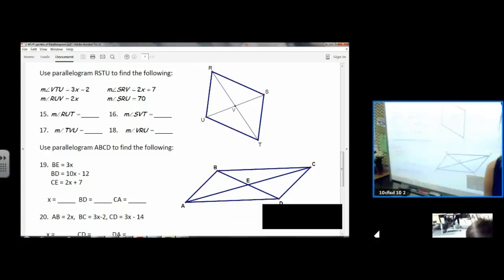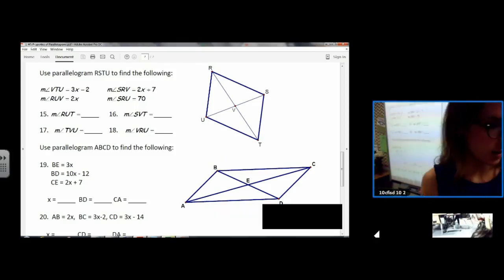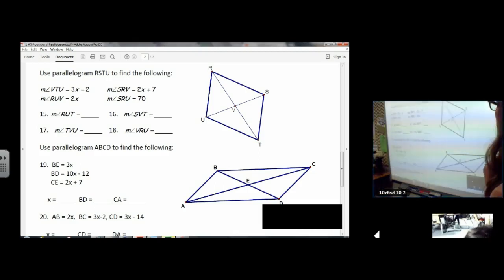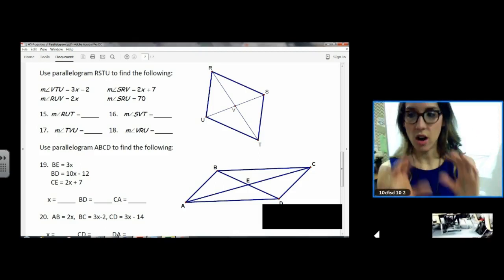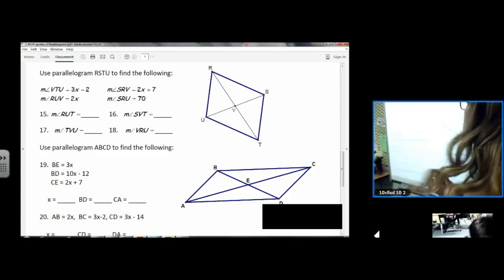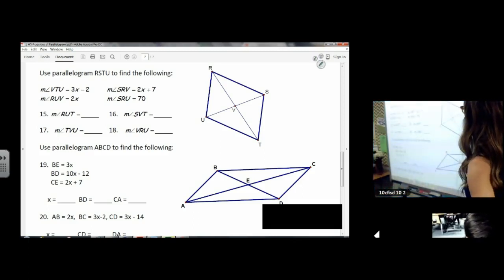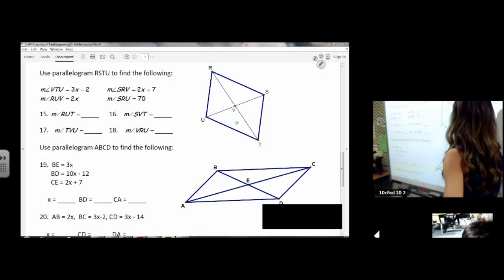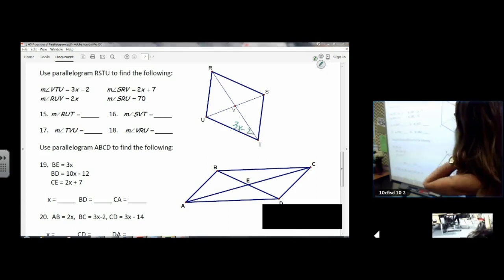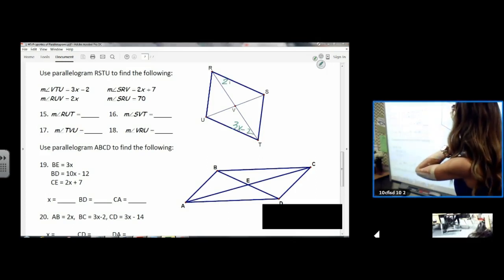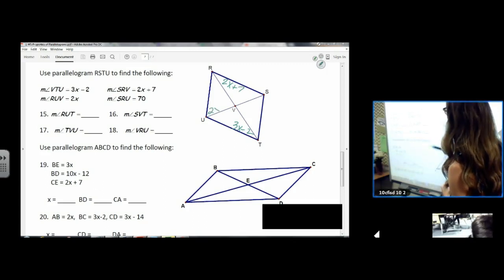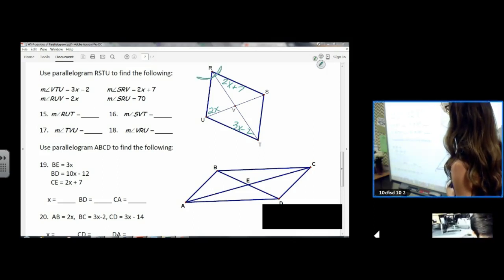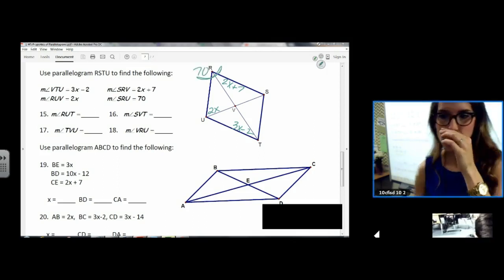All right, we are looking at 16 through 18 on last night's homework. Let's start by marking our picture. We always put all the information on the diagram so we can see what's going on. VTU is 3x minus 2, SRV is 2x plus 7, and RUV is 2x. Finally, this whole angle is 70. So that was the information we're given.